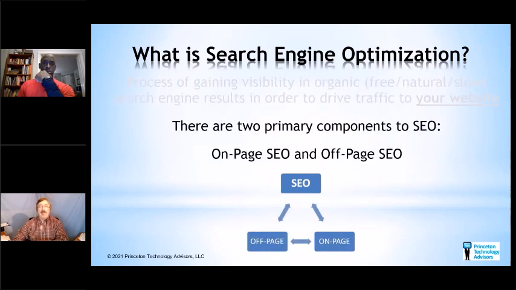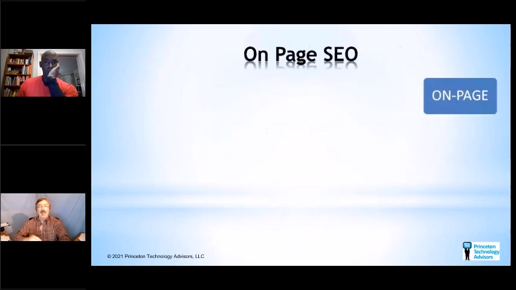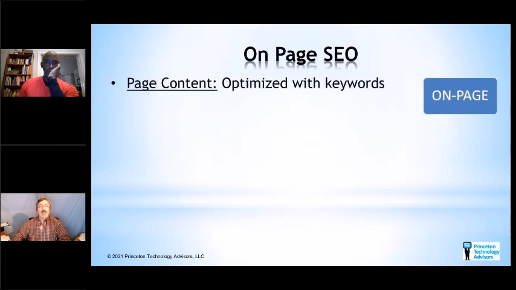There are two primary types of search engine optimization. One is called on-page SEO, and the other is called off-page SEO. And really what that means is what's on your web page and what's not on, or what's off your web page. So for on web page, this is your own content. This is the stuff that you have direct control over.